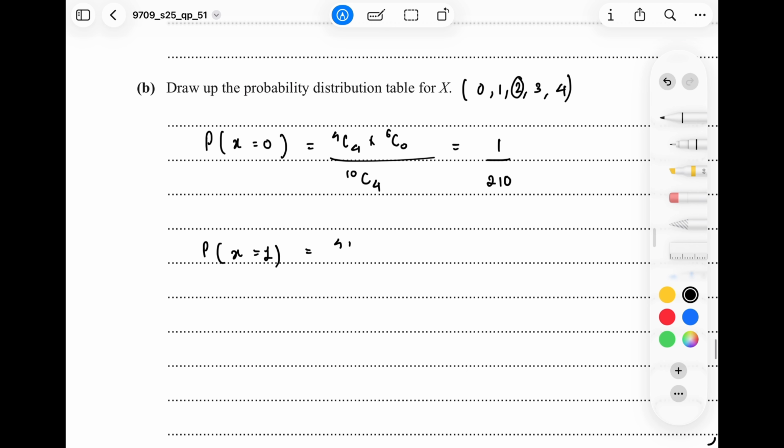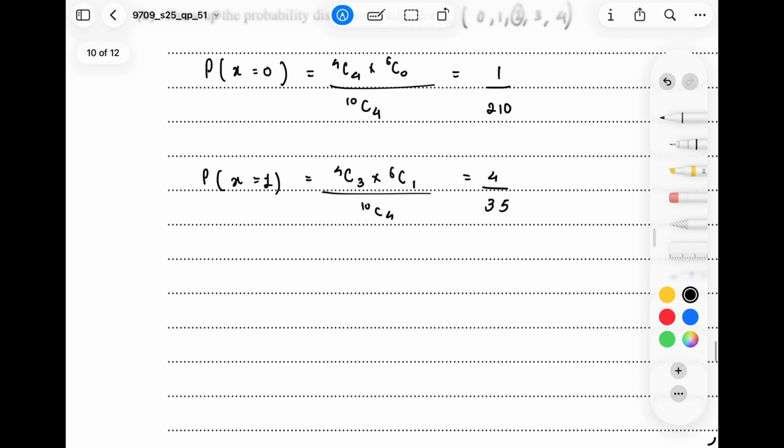Next is x is equal to 1. So out of the 4 reds, you're going to choose 3. Out of the 6 blues, you're going to choose 1 over the total, and you're going to get 4/35. And then we have to do it for x is equal to 2. Out of the 4, you choose 2, out of the 6, you choose 2, all over total. And you're going to get 3/7.